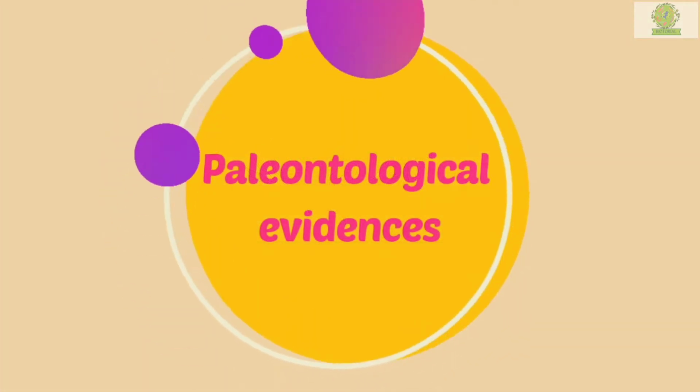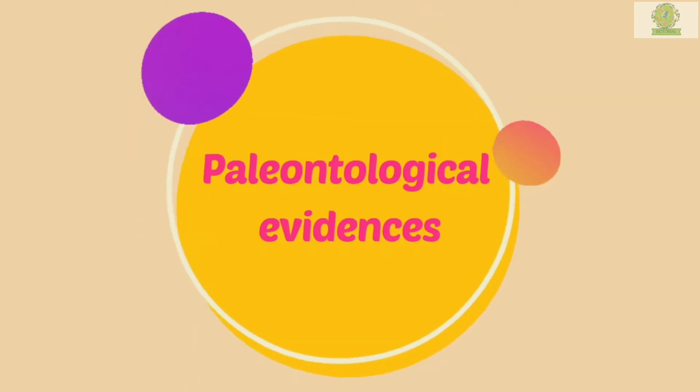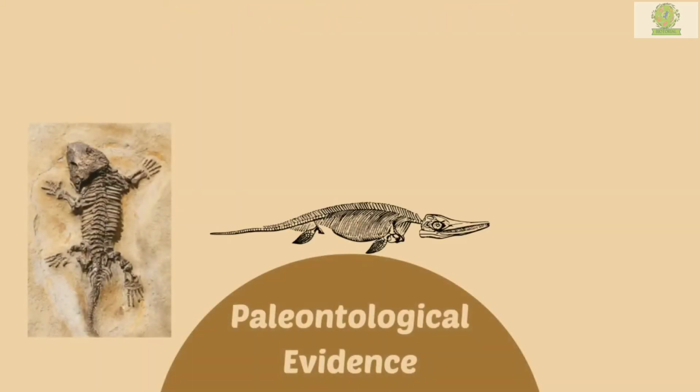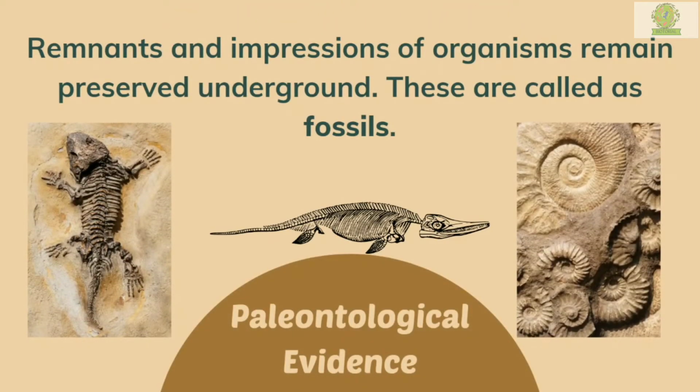So guys, starting with our paleontological evidences. Paleontological evidences are basically based on fossil studies, and fossil study is known as paleontology, and hence the name paleontological evidence. What are fossils? First of all, the remnants and impressions of organisms that remain preserved underground are called fossils. In this image we see a fossil.